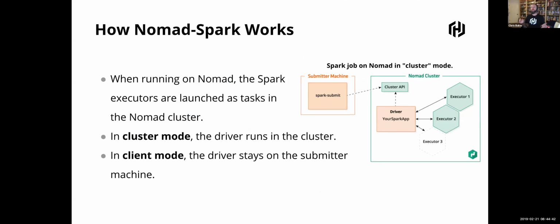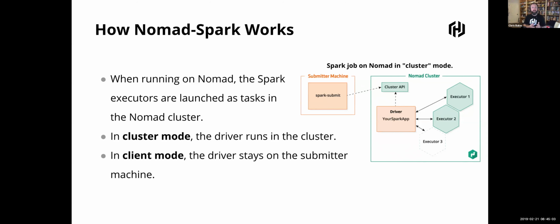So how does it actually work? Well, for the most part, running Spark jobs in Nomad is exactly the same as it is for other cluster schedulers. When running on Nomad, the Spark executors that run the tasks for your Spark application, and optionally the application driver itself, are going to run as Nomad tasks inside of a Nomad job on the Nomad cluster.